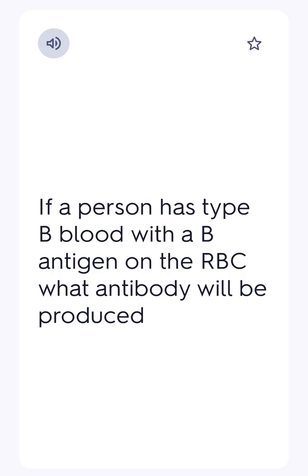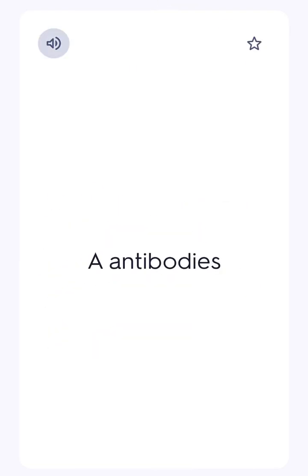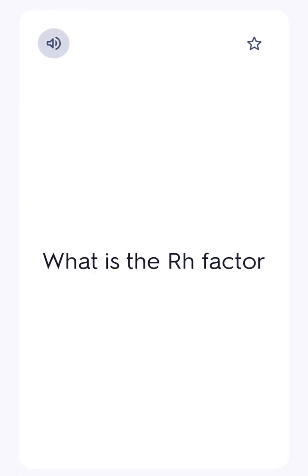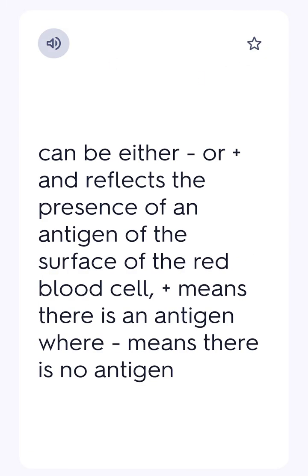If a person has type B blood with a B antigen on the RBC, what antibody will be produced? A antibodies. If a person has AB blood and AB antigens, what antibodies will be produced? None. What is the Rh factor? Can be either plus or minus and reflects the presence of an antigen on the surface of the red blood cell. Plus means there is an antigen, minus means there is no antigen.